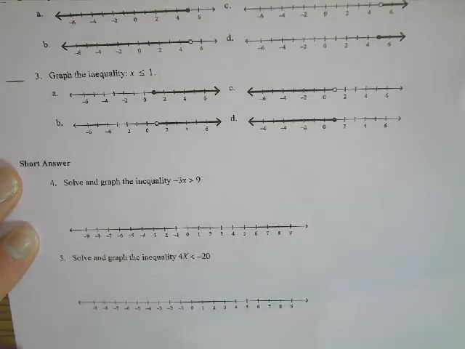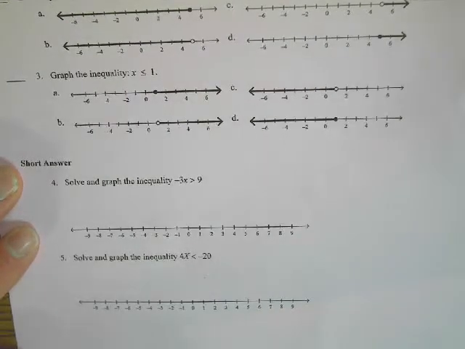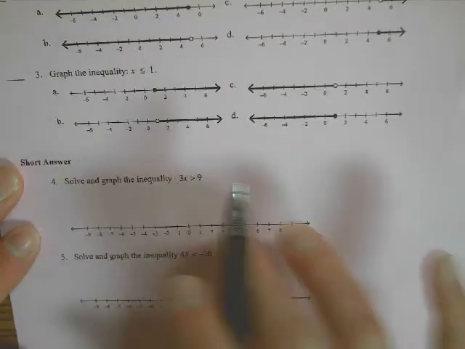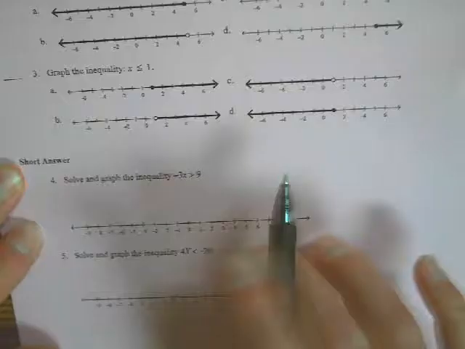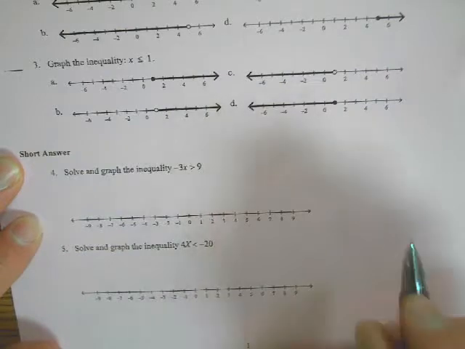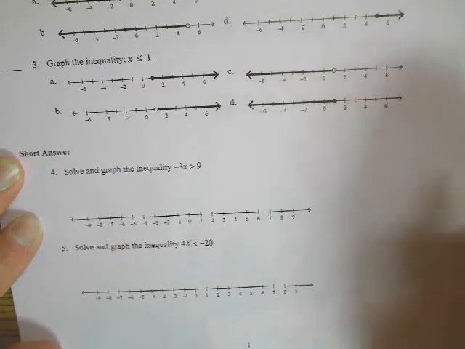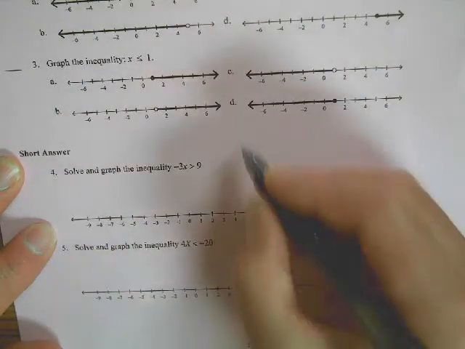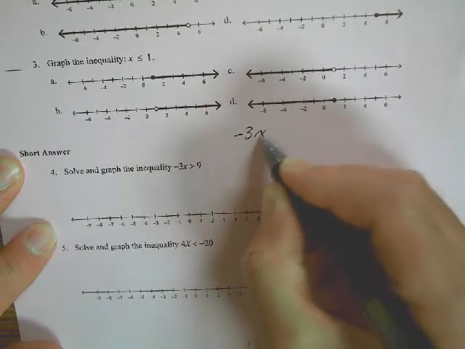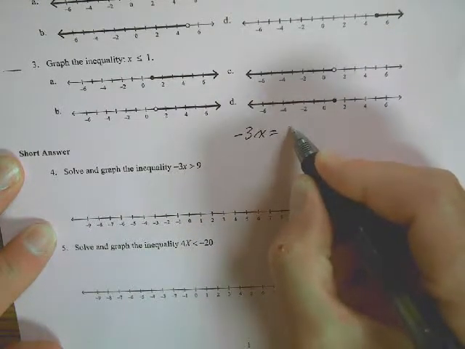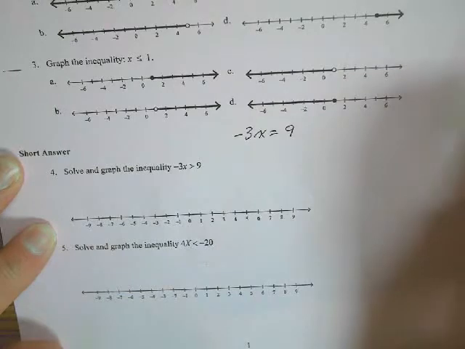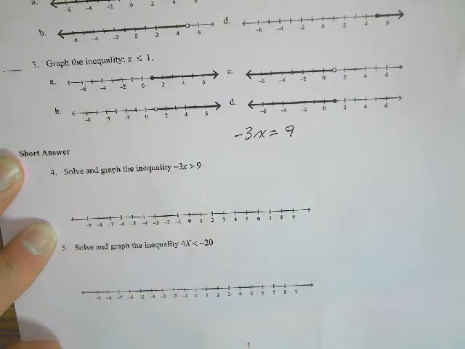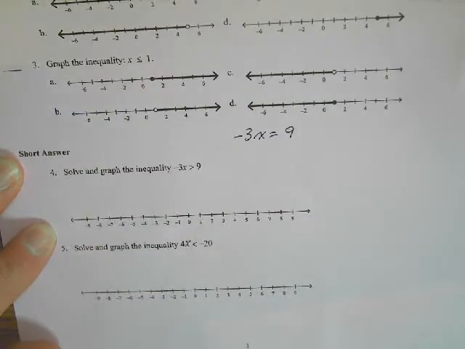First of all, taking a look at number 4. So this is basic. Remember, we treat all inequalities like equations for the most part. So we're kind of thinking of this as negative 3x equals 9. In order to solve that equation, we would divide both sides by negative 3, and we would be done. However, because it's an inequality, there's just one little trick that we have to remember.